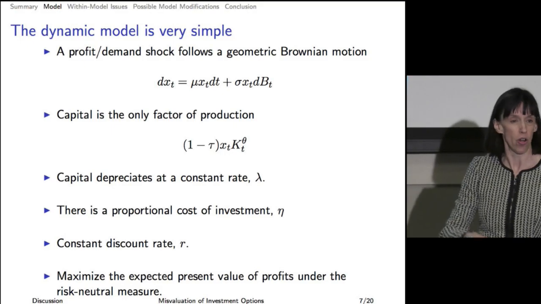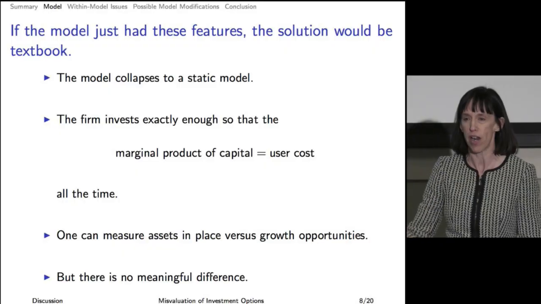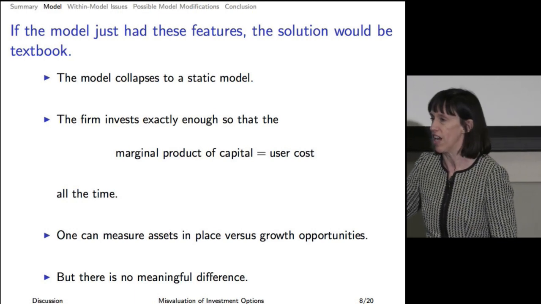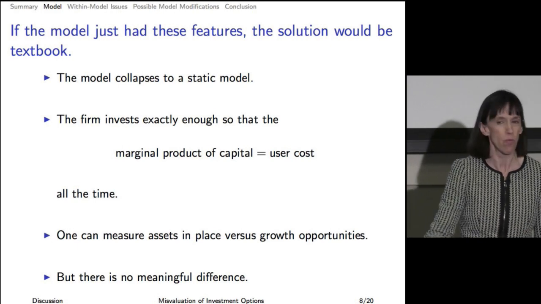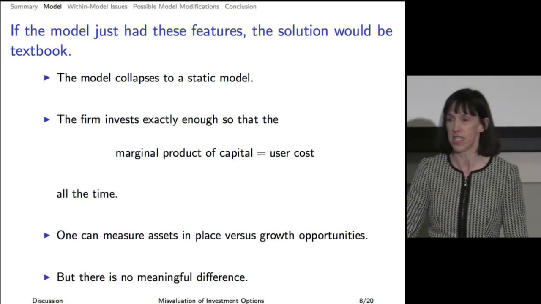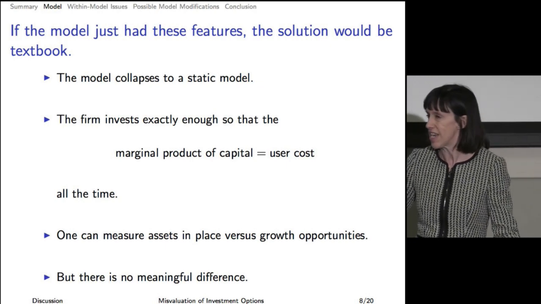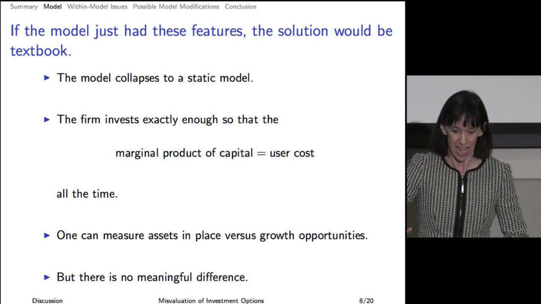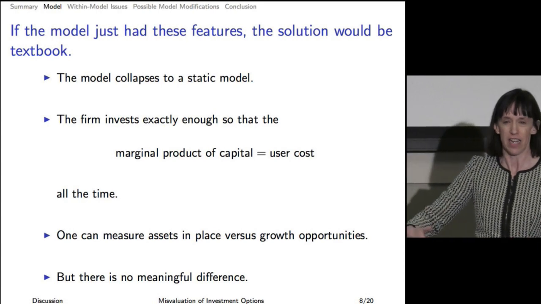If that were the whole model, and it's not, because he left out one important part, the solution would be textbook. In fact, the model would just collapse to a static model in which the firm equated the marginal product of capital with the user cost all the time. In this simpler model, you could calculate growth options and assets in place and their relative values, but it would be meaningless because it's a stationary model where this period is like that period, it's like the period before, it's all the same. So it's not really a meaningful decomposition.